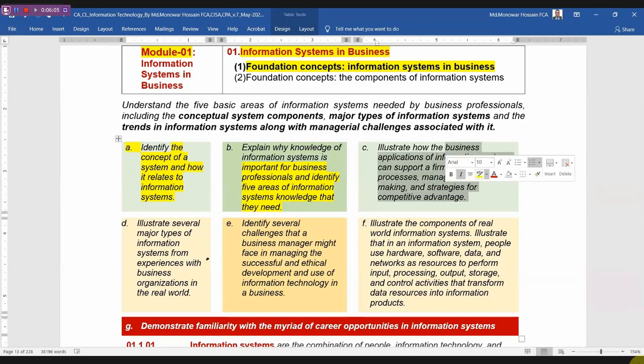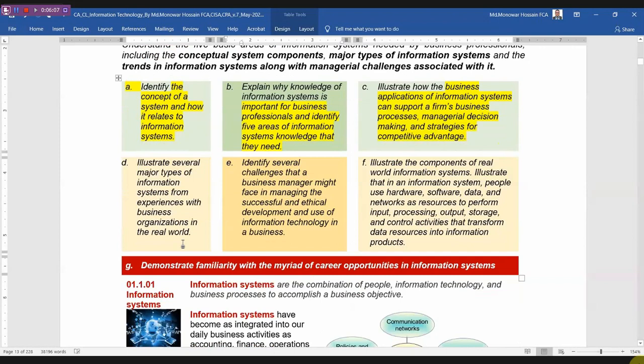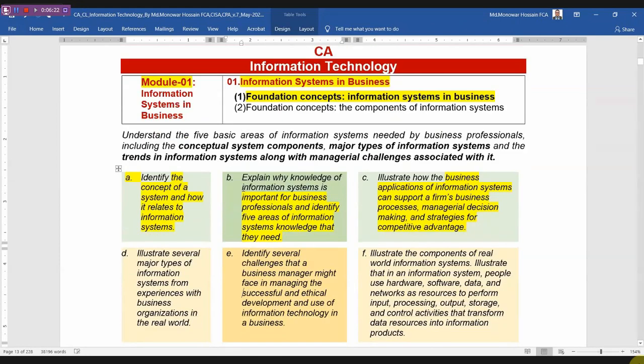In the same way, we will understand the major types of information system, the several challenges of business management right now, and also the components of the real-world information system. So this is the total understanding within this chapter.